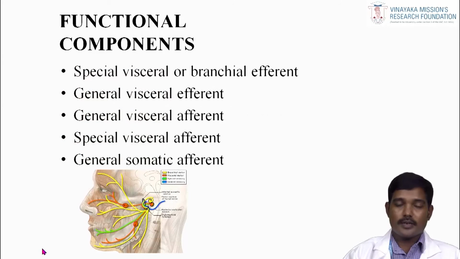Functional components: there are 5 functional components. The first functional component is special visceral efferent or branchial efferent. It is responsible for the muscles of facial expression and also the muscles elevating the hyoid bone.